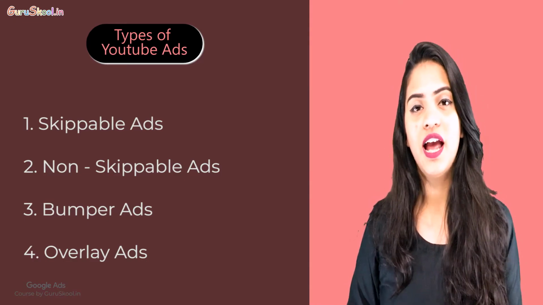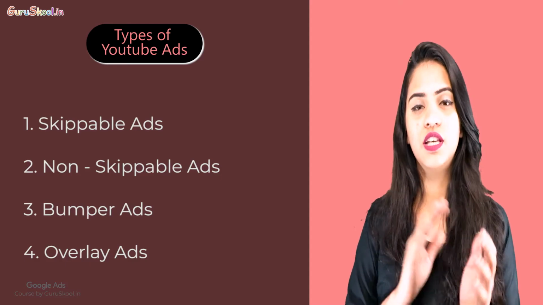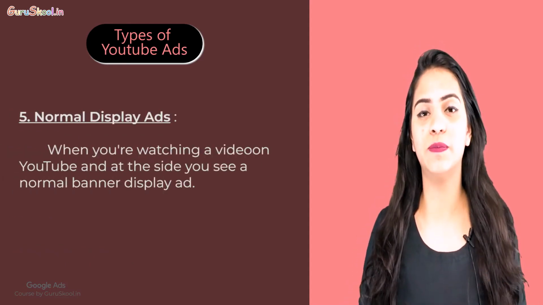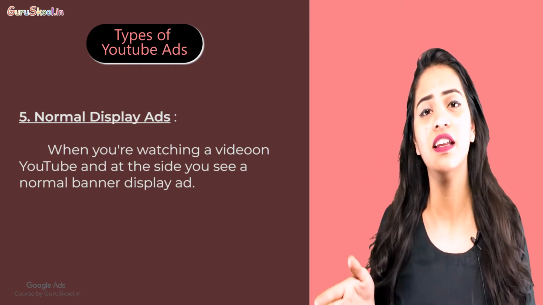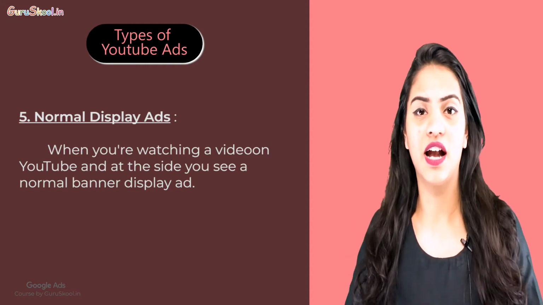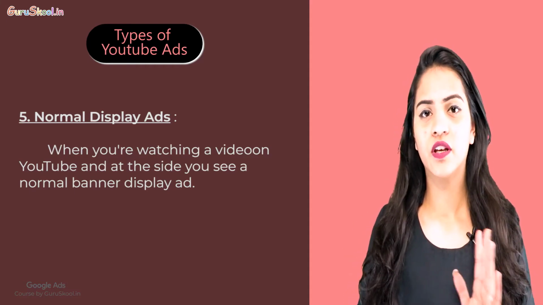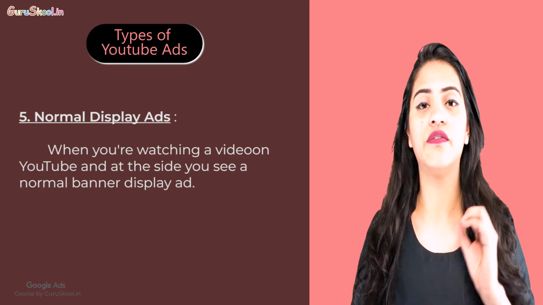Fourth, that's going to be overlay ads. While watching the video, you see a little banner, that's called your overlay ads. Next, we have normal display ad. What happens? You see a video on your YouTube and at the side, you will see a normal display banner ad. That's a normal display ad. So this is our fifth ad.